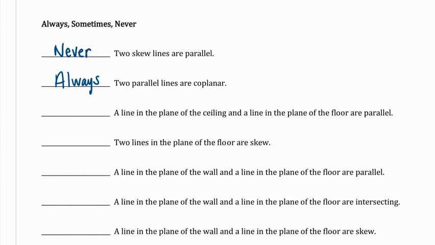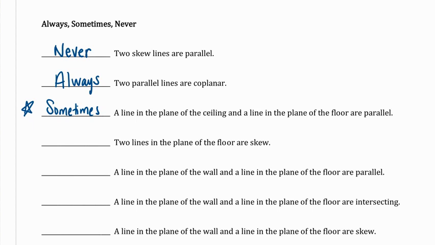Next one, a line in the plane of the ceiling and a line in the plane of the floor are parallel. Well, if I put a line across the top of the ceiling and I put a line across the floor, to start with, they're not in the same plane, but then I could create a plane that goes through those two lines, right? Unless I make one of those lines turn the other way, and then those lines would be skew. So this one would be sometimes. That one's a little bit harder to visualize. I'll go through that one again when I get back, just to make sure that one makes sense.